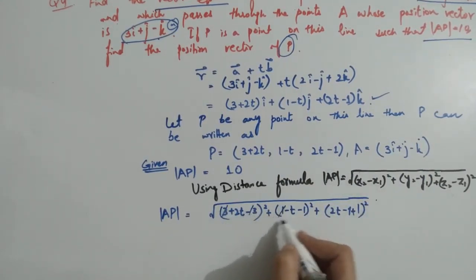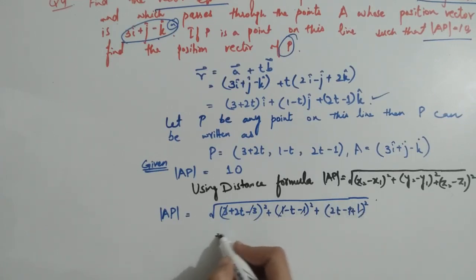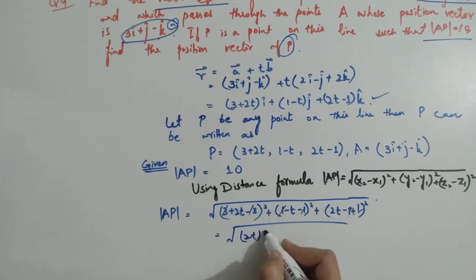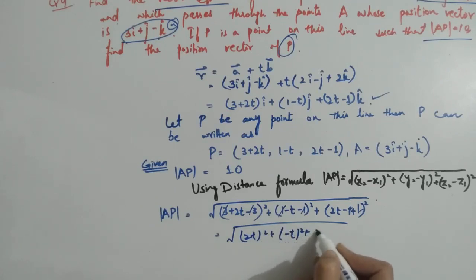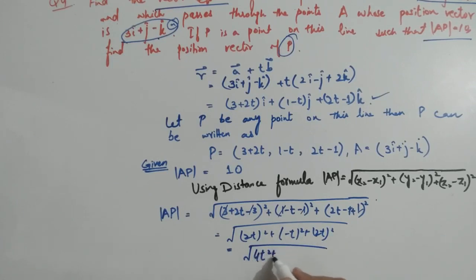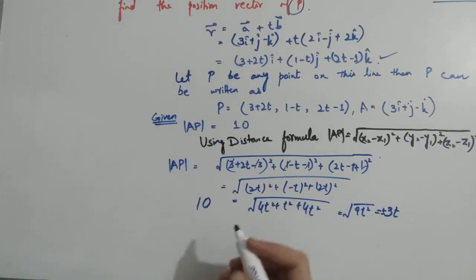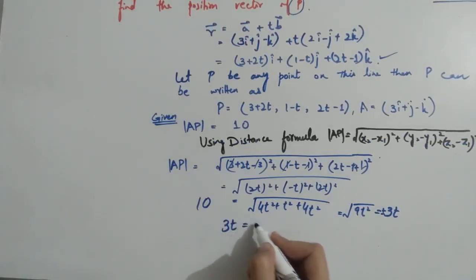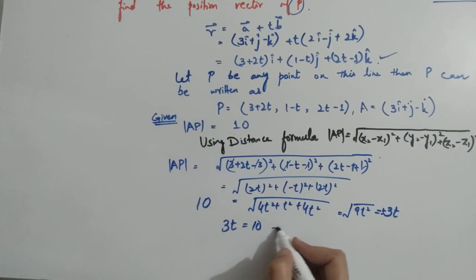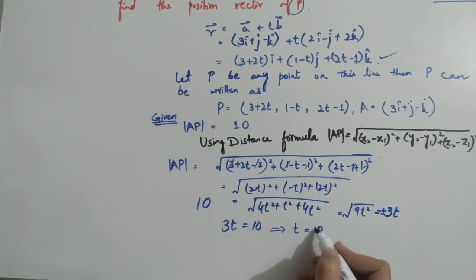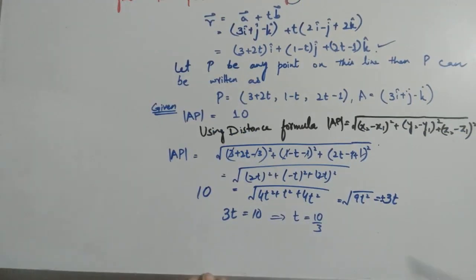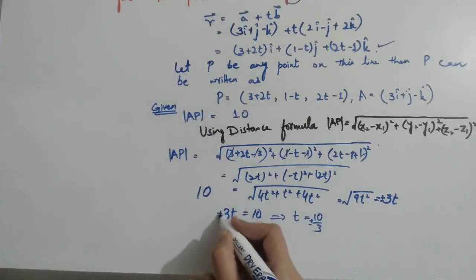Now by solving and simplifying this you will get 2t square plus minus t square plus 2t square. Now this will give 4t square plus t square plus 4t square. This will turn to 9t square, or after taking square root you will get 3t. For solving for t, 3t equals 10, this was given, so you get the value of t equals plus minus 10 by 3.